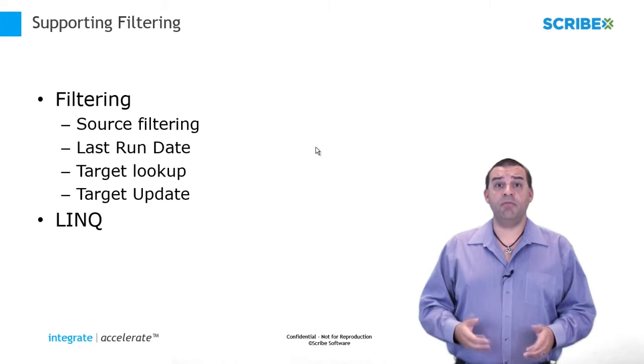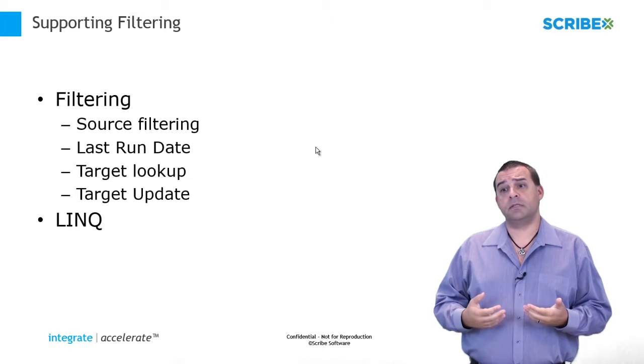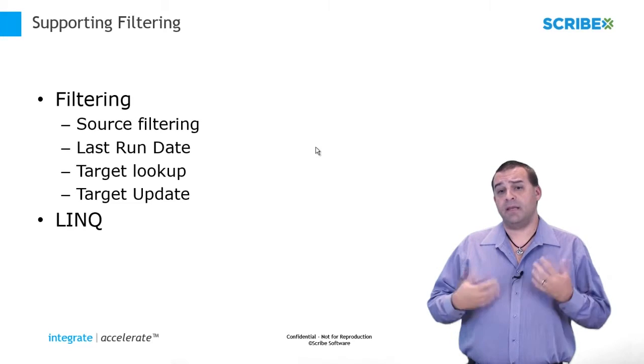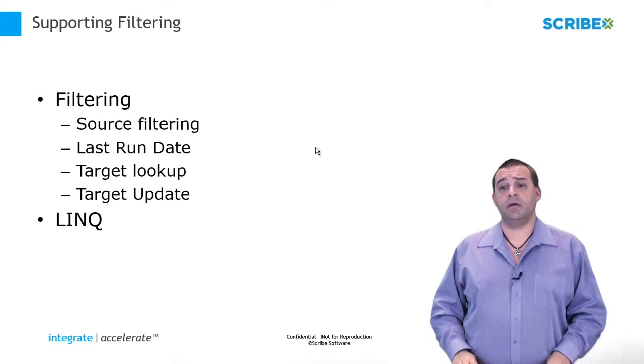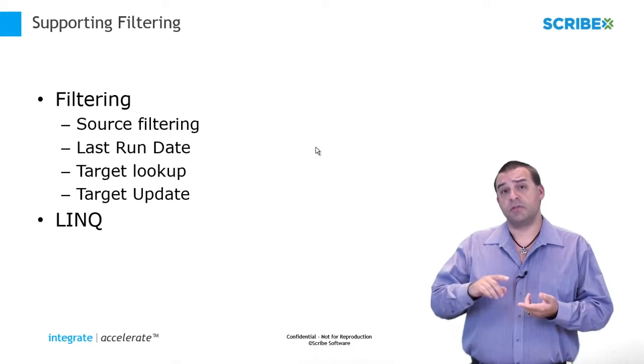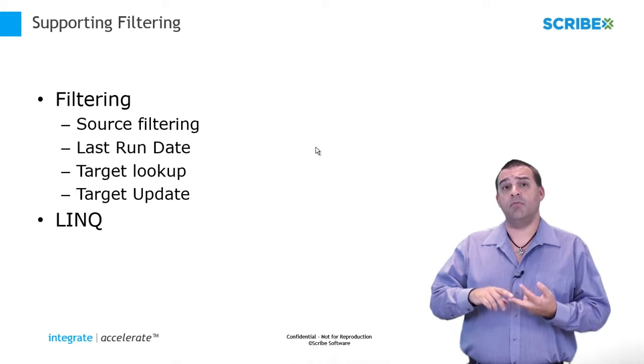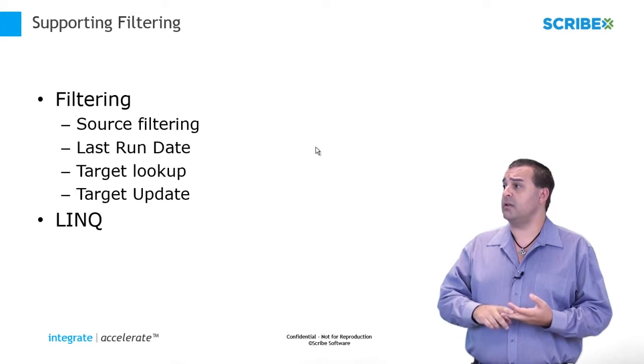Okay, let's talk about filtering. Filtering can mean a lot of things. We just talked about last run date. That is a type of filtering, but filtering can refer to a whole bunch of other things. We can filter our source data by fields. We can filter by last run date, again, as we already discussed.